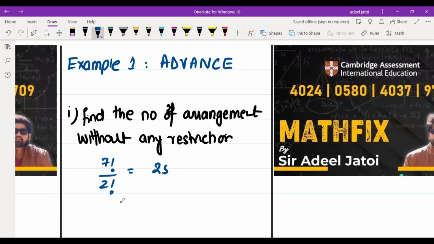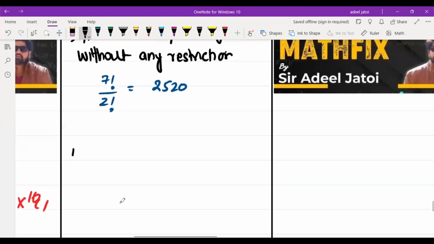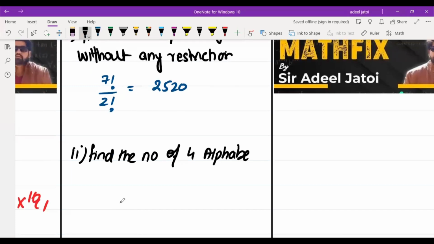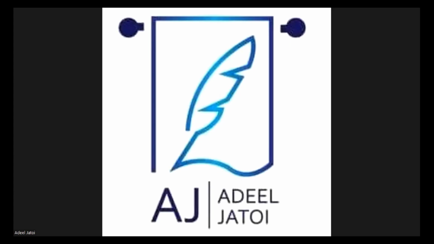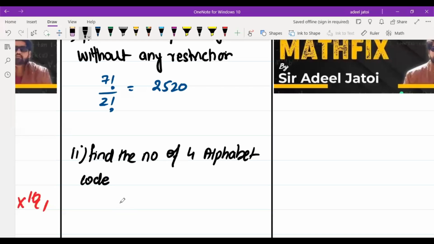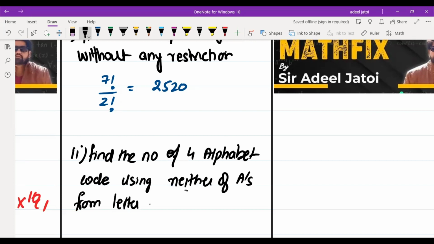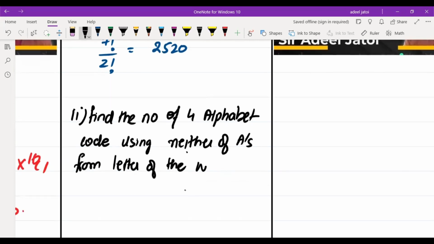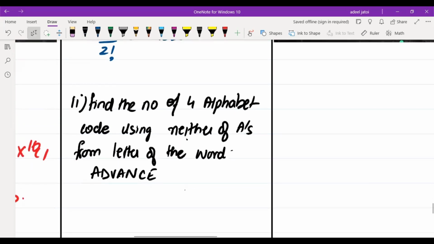So the answer for this is 2520. Similarly, if the question is: find the number of 4 alphabet code, 4 alphabet code using neither of A's from letters of the word advance.